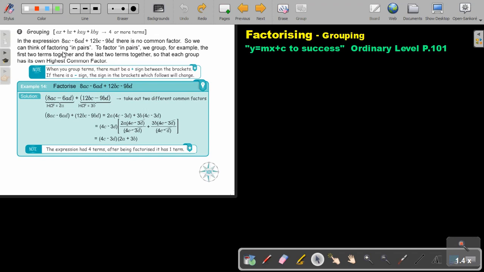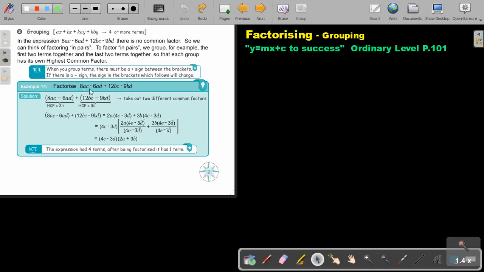So we can think of factoring in pairs, or factorizing in pairs. To factor in pairs, we group, for example, the first two terms together and the last two terms together, so that each group has its own highest common factor. When you group terms, there must be a positive sign between the brackets. If there's a negative sign, the signs in the bracket which follows will change. Very important. But let's look at an example.